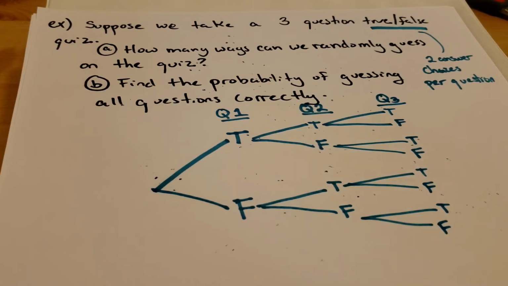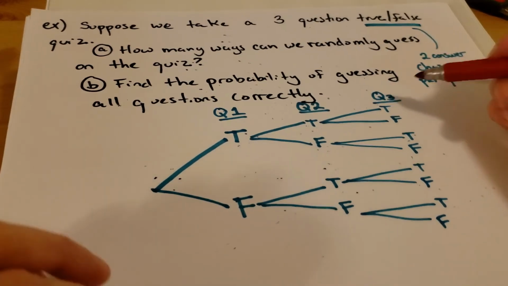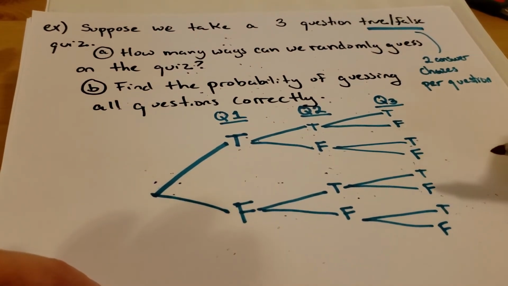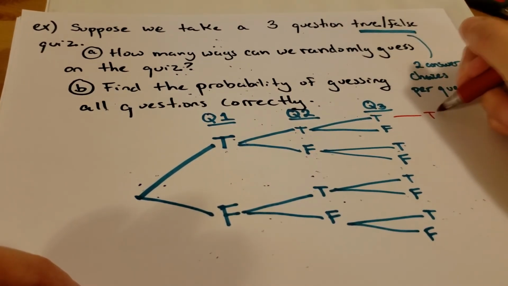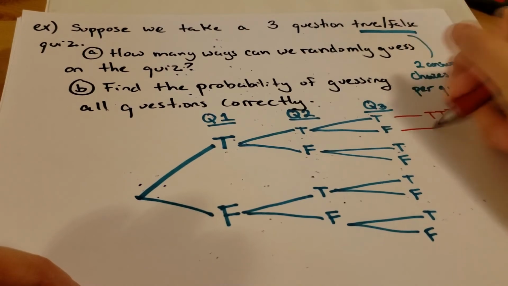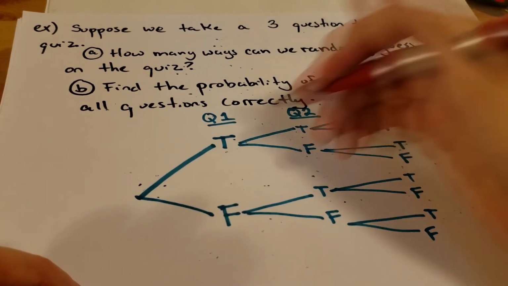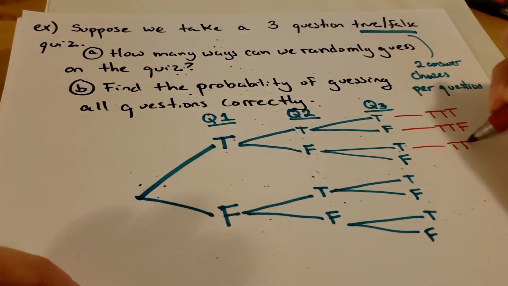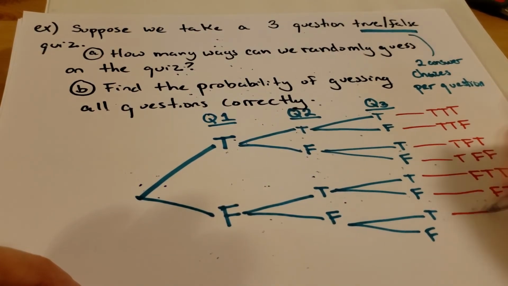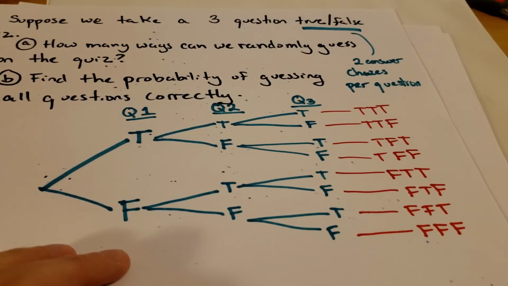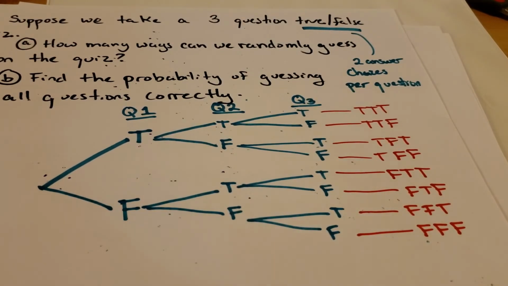Now, if we wanted to see what all the different possible ways we could guess are, again, we could follow each branch of the tree and see what that is. Or we could count up the ends, and that'll tell us how many possibilities there are. So here we could first guess true, true, true on everything. Then over here, true, true, false, true, false, true, and so on. Okay, so these are all the ways that we could possibly guess on this test.